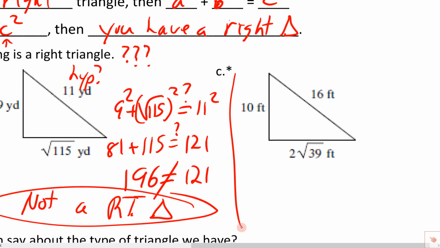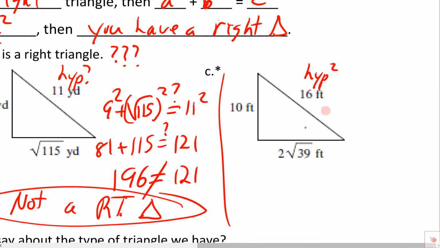So I am going to write HYP question mark, and then we're going to do leg squared plus leg squared. Now I'm going to write it like this. Now this has an asterisk on it, and this is why. We haven't seen one like this before. Okay, and I need to put a question mark and 16 squared. So leg squared plus leg squared equals hypotenuse squared.